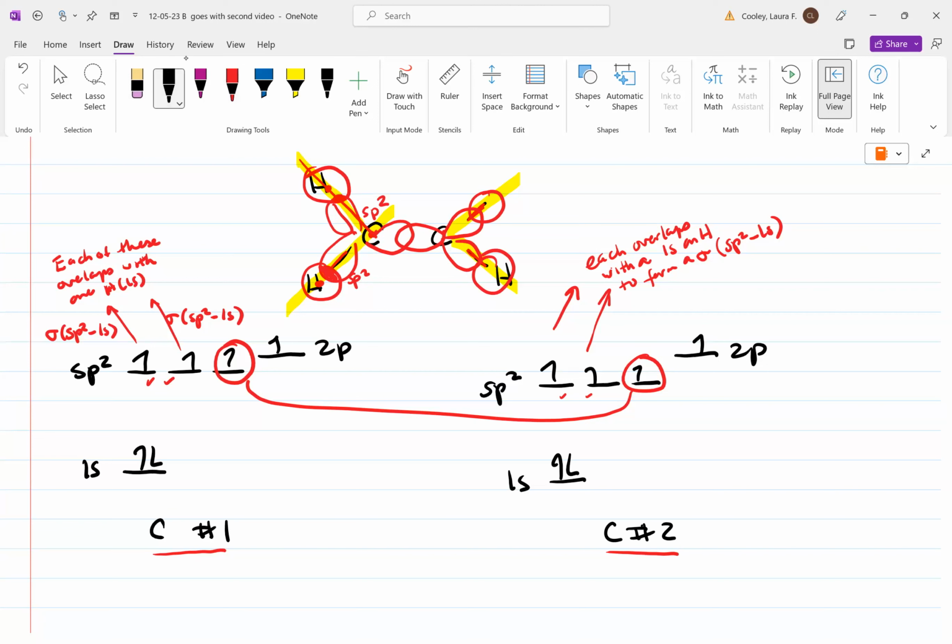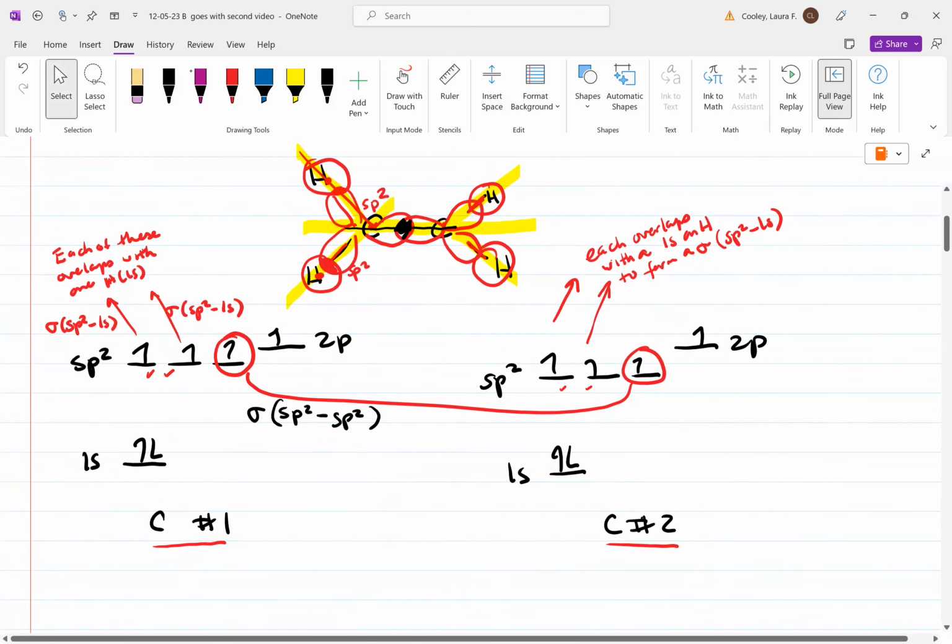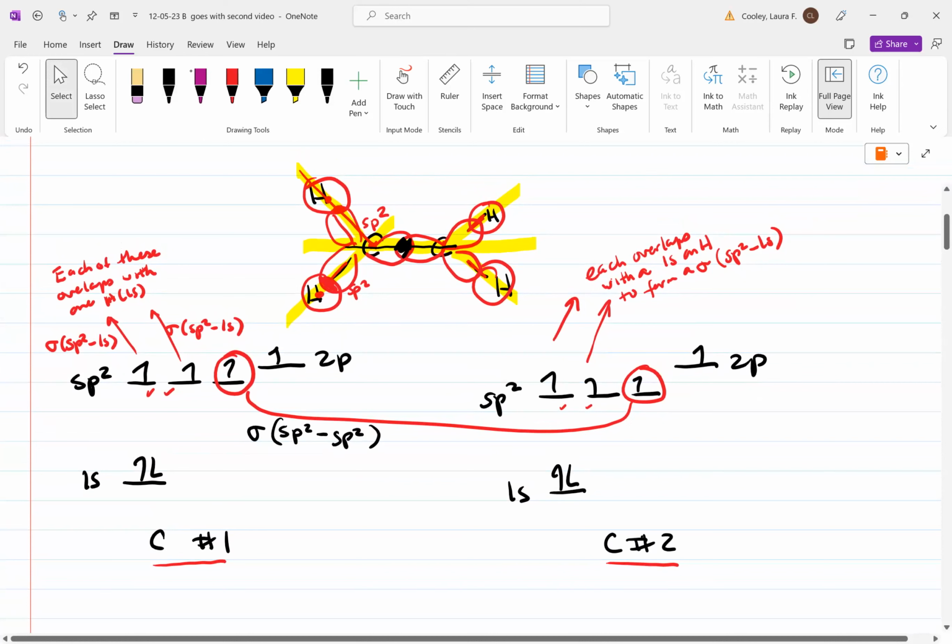Okay, so this is overlap of an sp2 on each carbon. So this is a sigma bond, because again, here's your internuclear axis, and the overlap is on that axis. And let's not forget the angles here, okay?